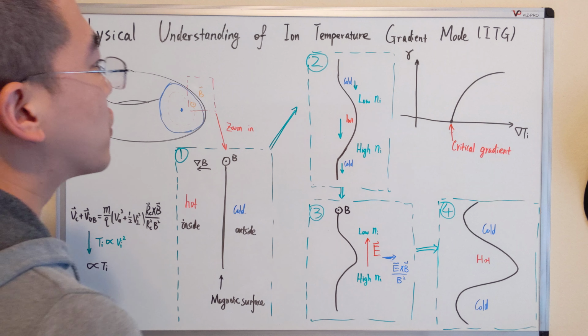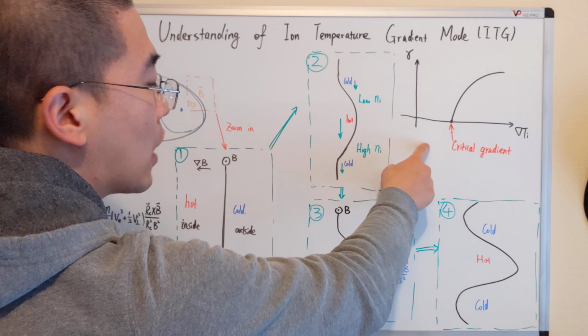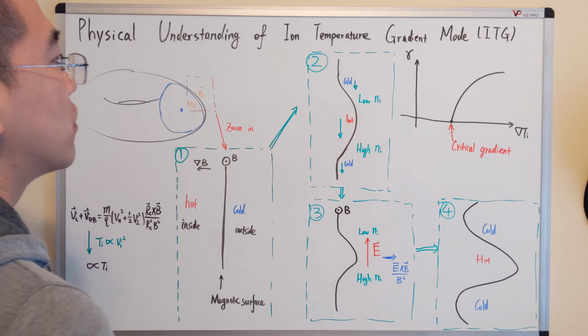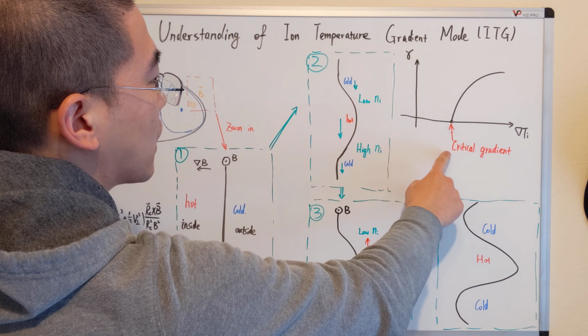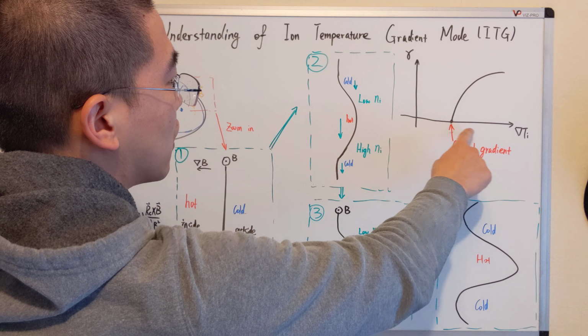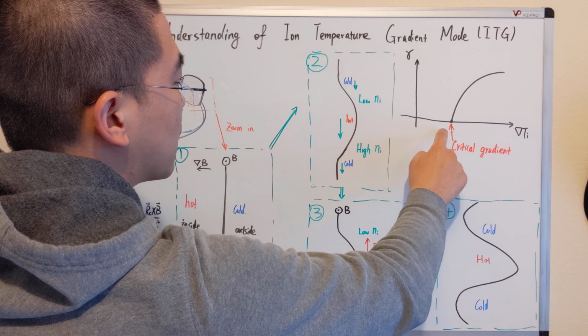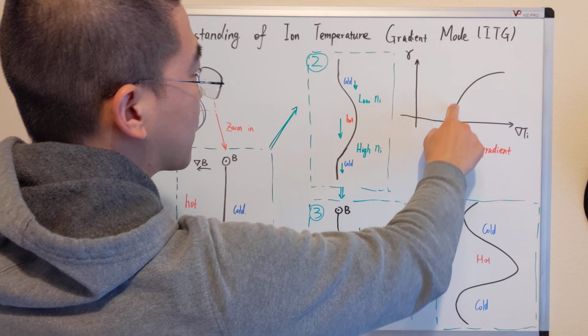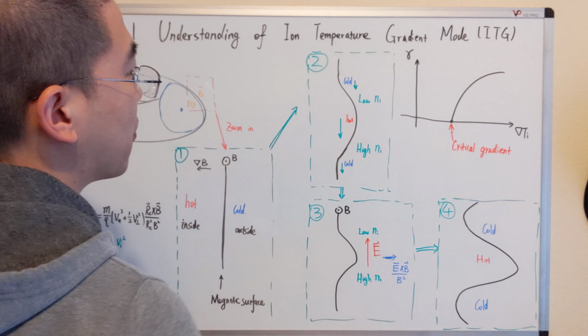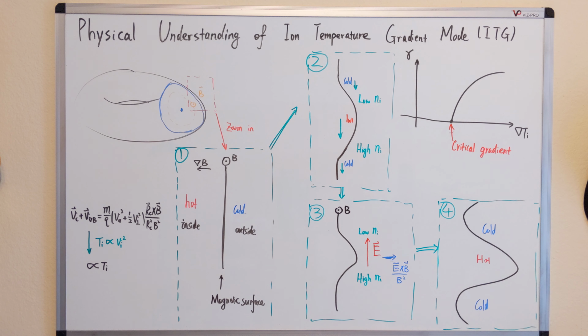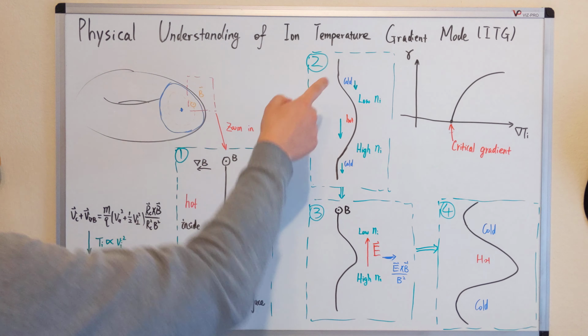Another interesting phenomenon, which I will derive in a future video, is a critical gradient. Once the temperature gradient reaches a certain level, it will start to become unstable. Before that, it will be stable, which is a very important feature of ion temperature gradient mode.